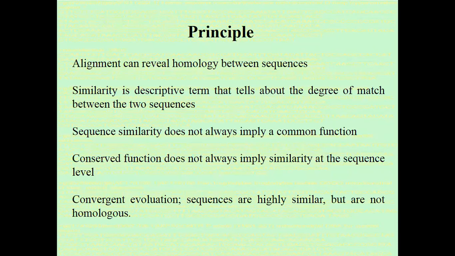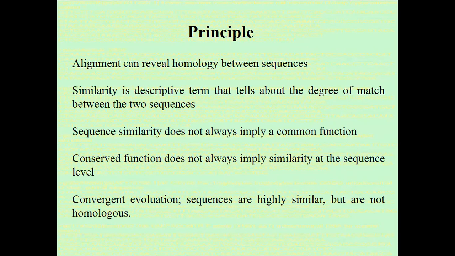So what is the main specific principle of alignment? Alignment can reveal homology or similarity between two sequences. Similarity is a descriptive term that tells about the degree of match between the two sequences. Sequence similarity does not always imply a common function. It doesn't mean that if the sequences are similar, the function will be similar. However, similar sequences usually have similar functions.